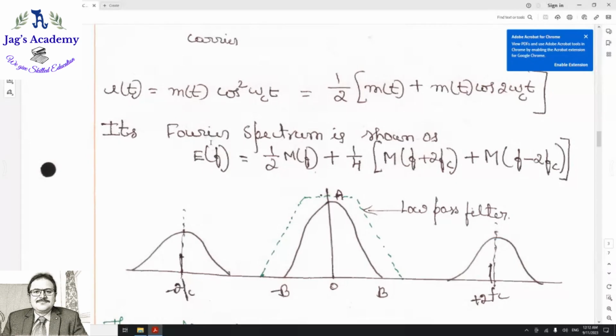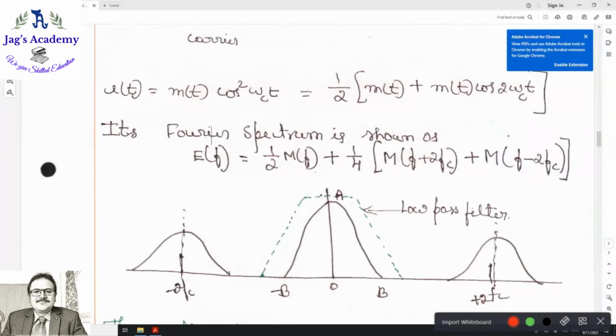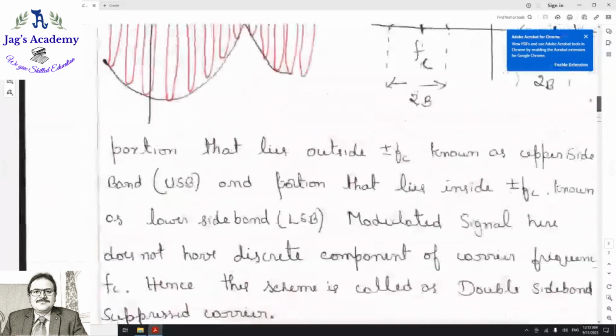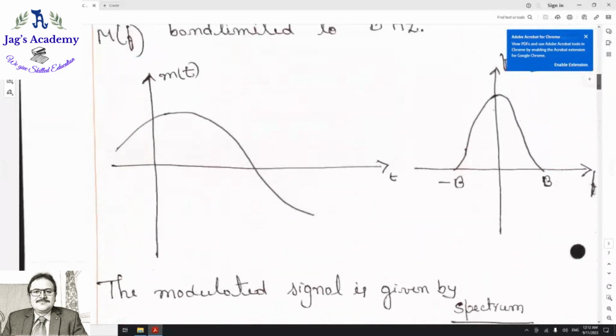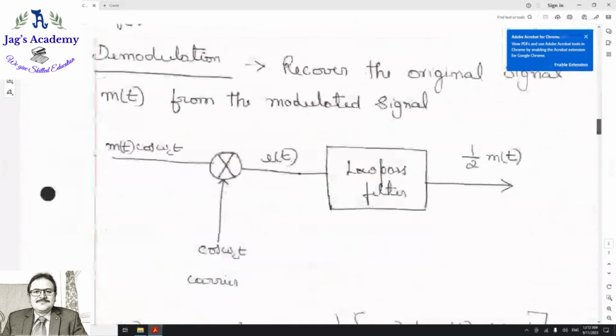Now if you draw this Fourier spectrum, suppose your M of f is given by, I have already told you about this in my last class. Suppose your M of f is given by, I have already shown you that M of f, right? Hope you remember this. See, already in my previous slide I have told you what is your M of t and M of f. See, this is your M of t, this is M of f. Okay, this is your M of f. Okay. Now see here.